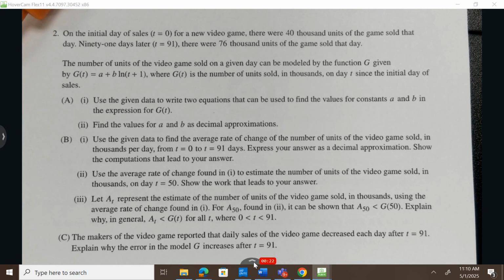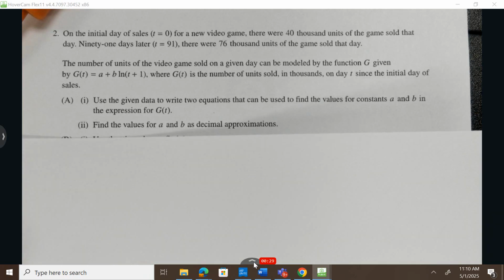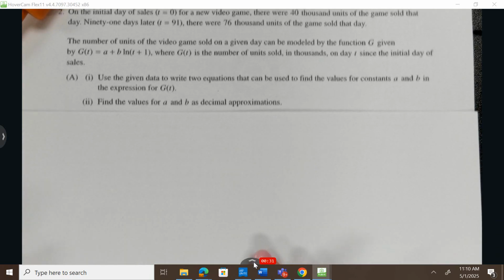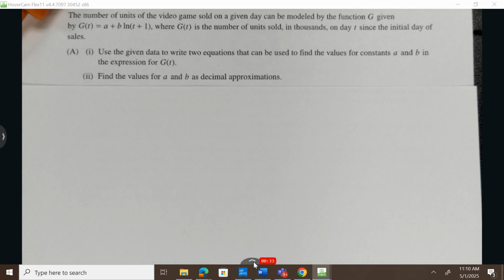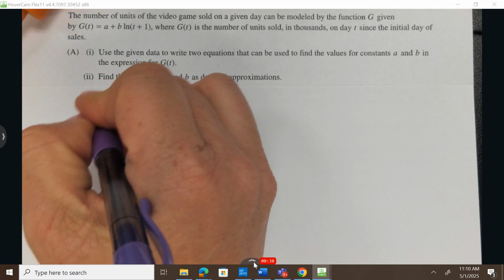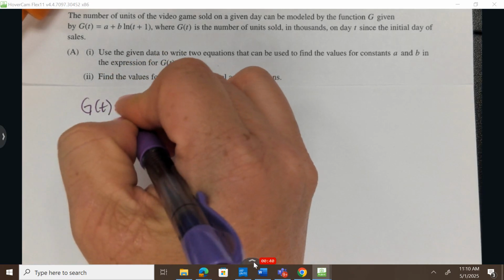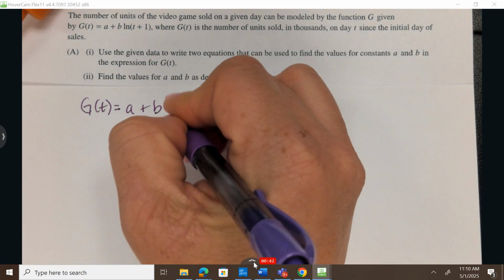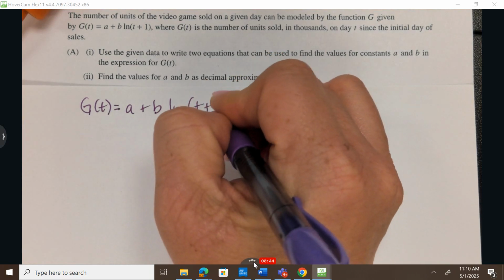Gotcha. Let's get started. All right, so we're going to write two equations that can be used to find the values of A and B, and then we're going to go ahead and actually find those values. So I'm going to move this up, and I'm going to start by writing out this modeled equation. G of T equals A plus B ln of T plus 1.